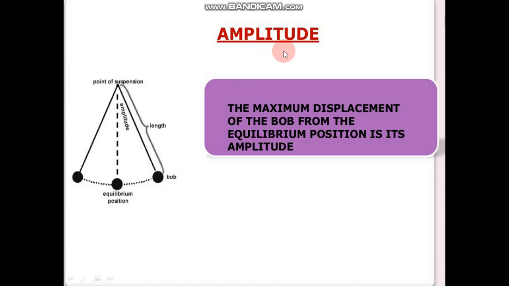Amplitude. What is the amplitude? The maximum displacement of the bob from the equilibrium position is its amplitude. Here the maximum displacement is this position, and this position is the amplitude. This is the amplitude of a pendulum.